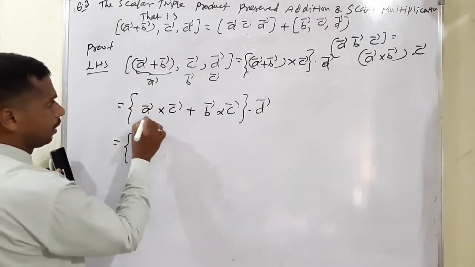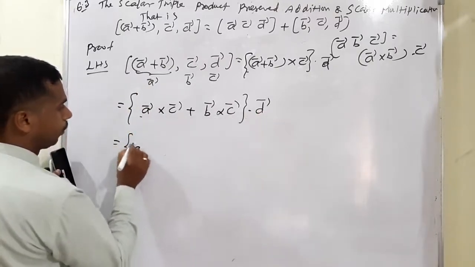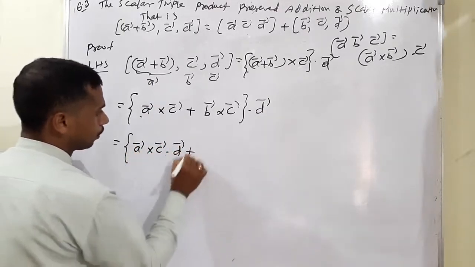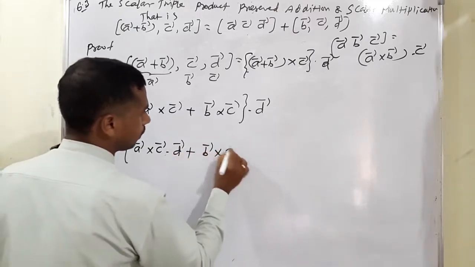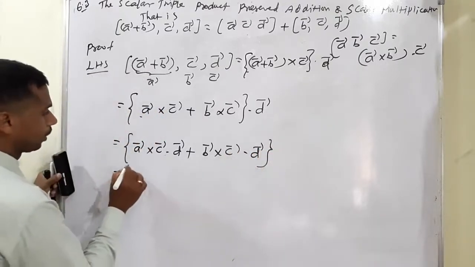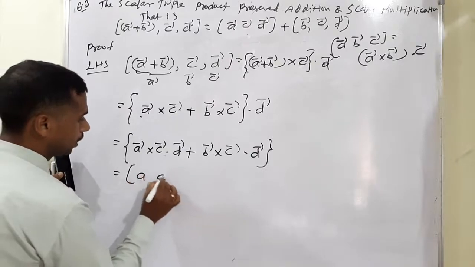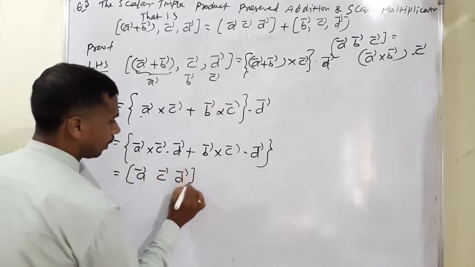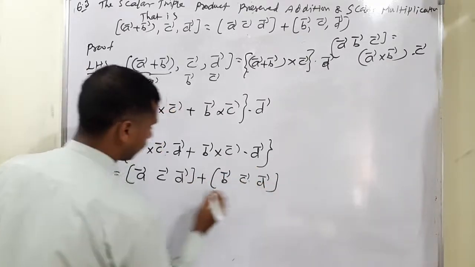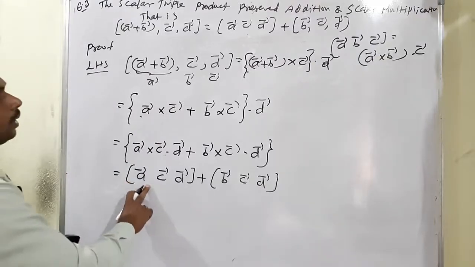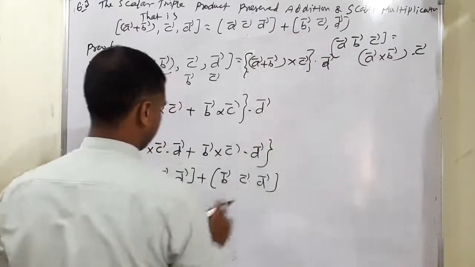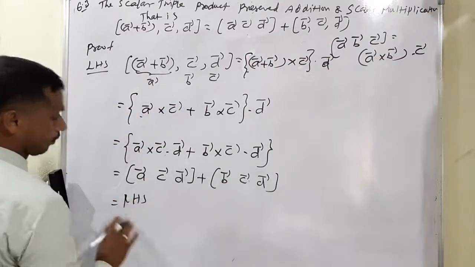Now again, each and every term, the first term dot D vector. Therefore A vector cross C vector dot D vector plus B vector cross C vector dot D vector. Therefore we can write it as A vector, C vector, D vector plus B vector, C vector, D vector. Look at this. What is the term on the left hand and right hand side? ACD plus BCD. This is called the RHS. The first term is hence proved.